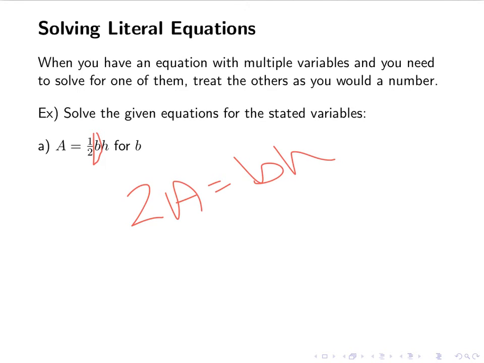So I have 2A equals BH. I want to get B by itself, so I have to divide out the H. B times H, how do I undo multiplication? Division. So I end up with B equals 2A over H.